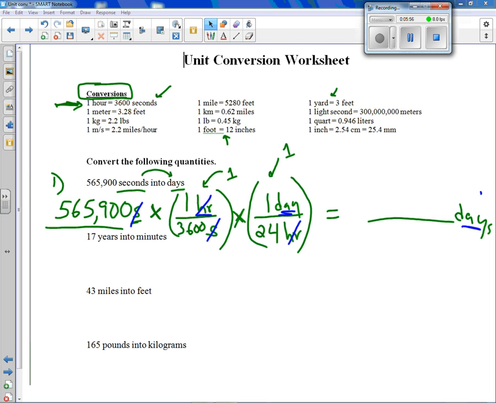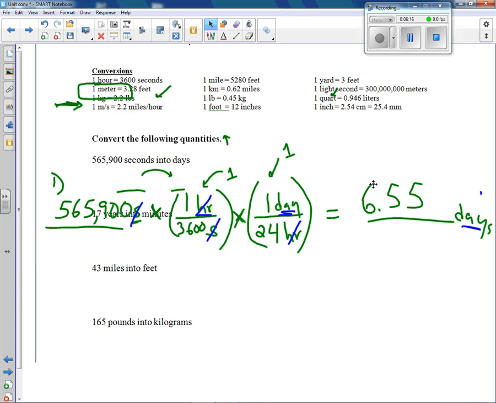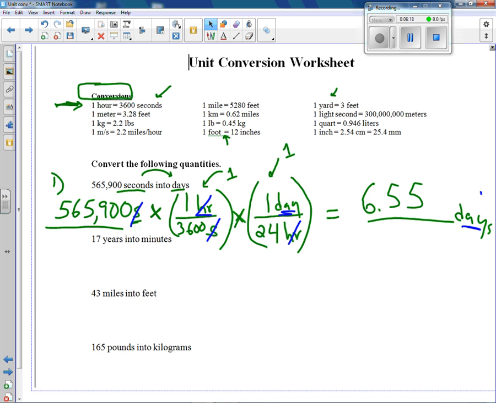But here's what I came up with. About 6.5 days. Rounded, 6.55 days. So that means this mess load of 565,900 seconds is the equivalent of 6.55 days. Let's try another one. Let's try this next one here.